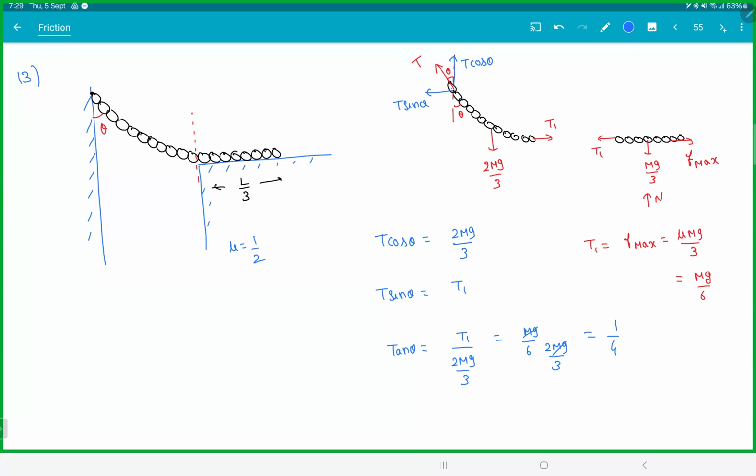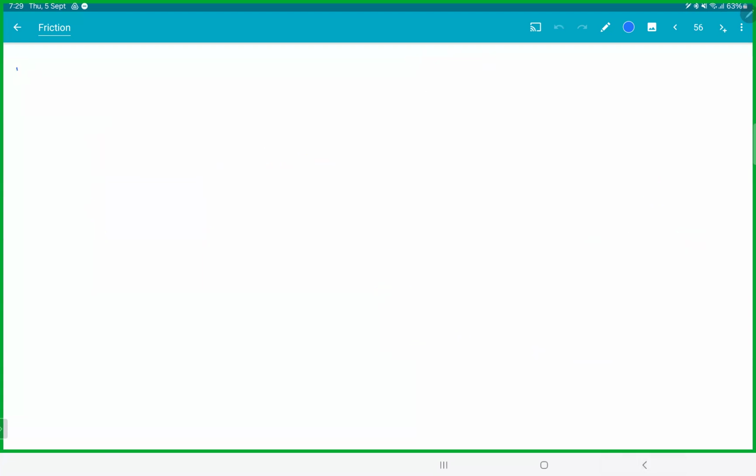Is this clear, everyone? So you just divide the problem into two parts, the hanging part and the part on the table. The reason this thing is trying to slide is because of T1, and T1 is coming because of the weight 2 mg by 3. Clear? Next one. Any doubts on this? Great. Turn the page. Pratik, clear? Ansh, Arush, clear? Next thing. This is a good one. Let's see.